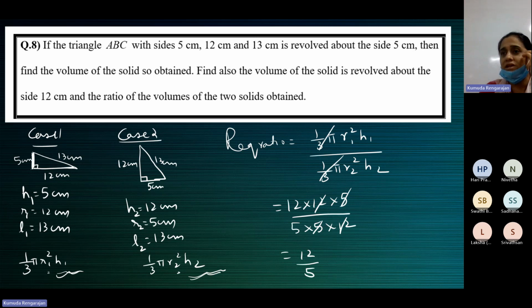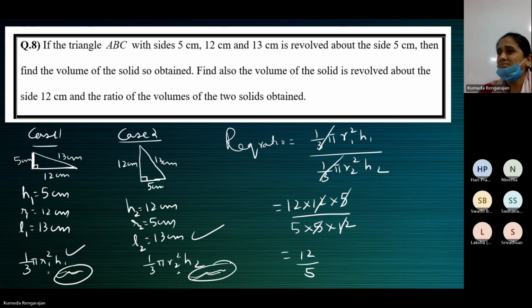So whenever you have to find a ratio, use it like this. Use the formula. You have to find the ratio of this volume to this volume. Don't use this answer divided by this answer. Required ratio: volume of the first cone by the volume of the second cone, 1 by 3 pi R1 square H1, 1 by 3 pi R2 square H2. Now when you substitute the values, you will get the perfect ratio.